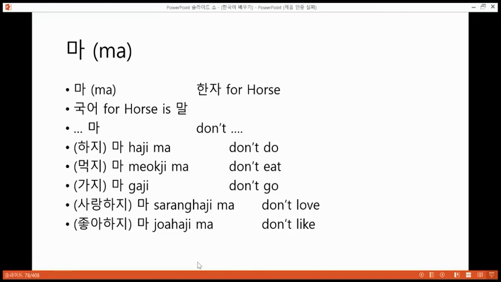Now, after some word, if you put the word ma, that becomes do not. Can you say hajima? Do not do. 먹지마. Do not eat. 가지마. Do not go. What is 사랑해요? Love you. I love. If you want to put negation 마, change yo into G. 사랑하지 마.